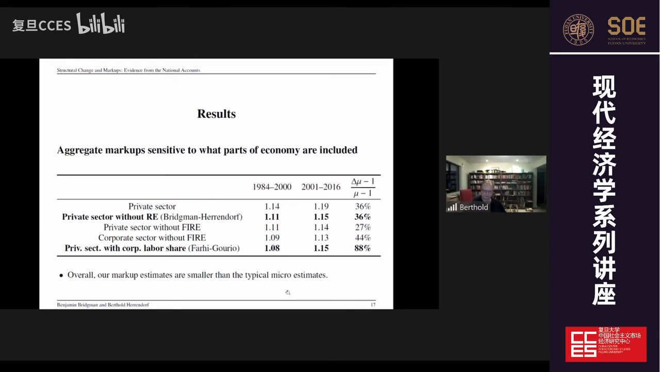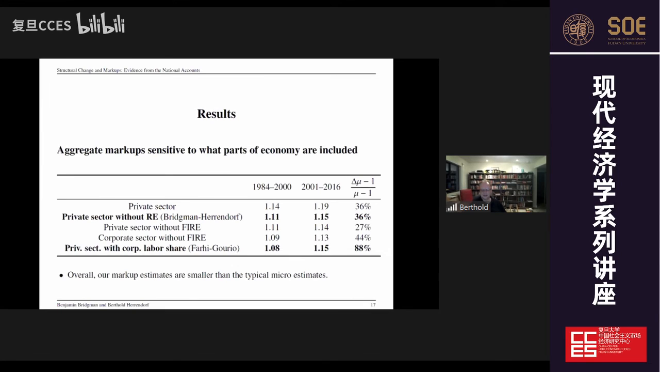Results. We'll do this whole thing for the private sector. Our preferred one is to take real estate out. We also take FIRE out. We take the corporate sector without FIRE. And then Farigurio do a goofy thing. They take the private sector with the corporate labor share, for some reason I don't understand. For 84 to 2000 and 2001 to 16, our benchmark number is 11% markups going up to 15. That's a 36% increase. You can see that the numbers you get depend on what you take out. For example, I said real estate has outrageously high markups. If I left it in, I would get higher levels.